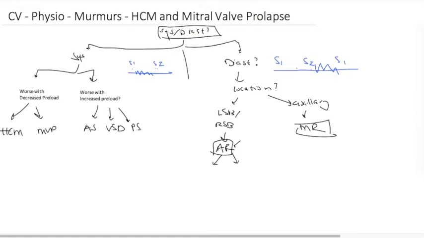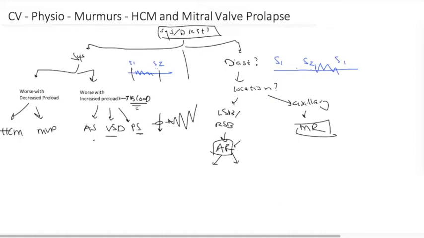Okay, so systolic or diastolic. If it's systolic, it's between S1 and S2. And it is either worse with decreased preload or worse with increased preload. This is what we usually think about, whether it's worse with increased preload, because preload means increased blood flowing through the heart. If you have more blood going through a hole, it increases the sound that's given off, right? So that's usually what we think with these.